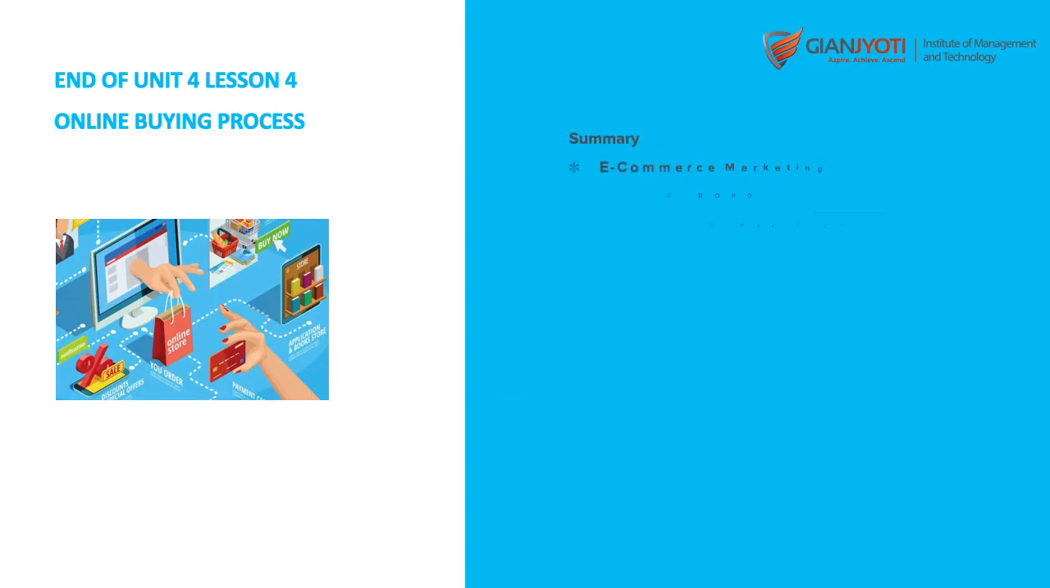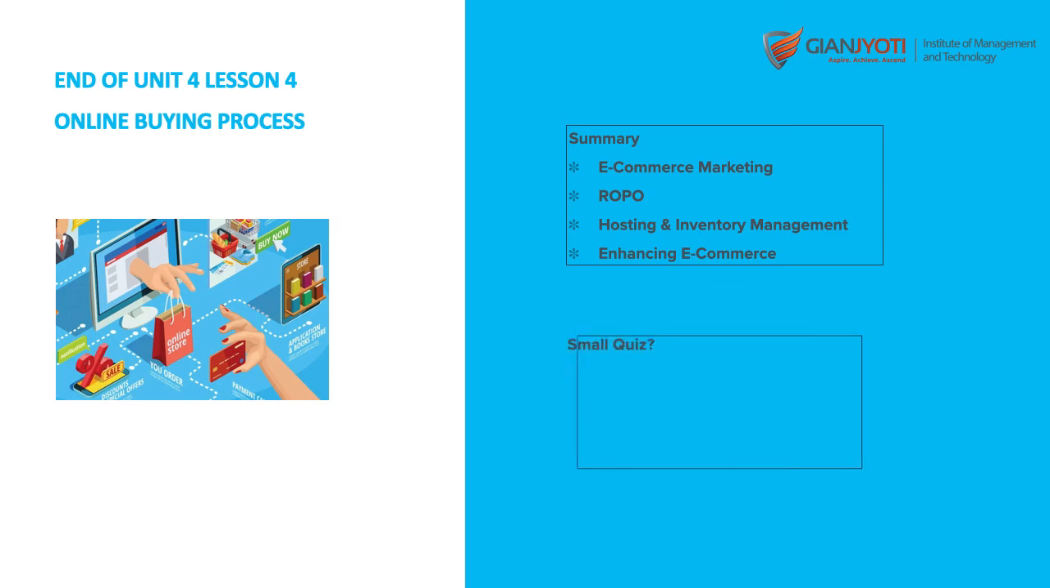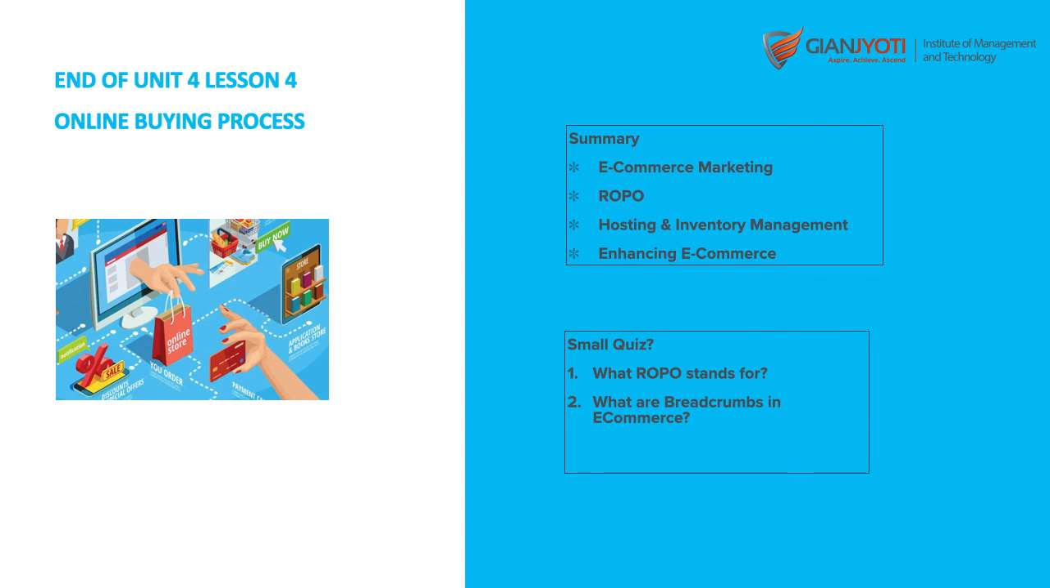So that is all from my side. Let me summarize the things for you. We talked about e-commerce marketing, ROPO, hosting and inventory management, and then how you can enhance e-commerce. So here is a small quiz. Question number 1 for you is what ROPO stands for. Please type in your chat box all the answers. What are breadcrumbs in e-commerce? And third is what is the other name of data feed?